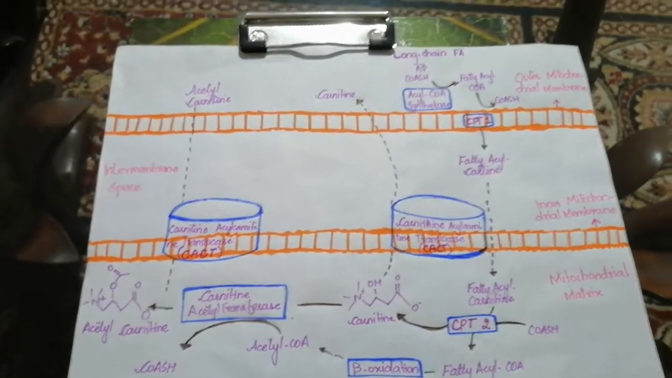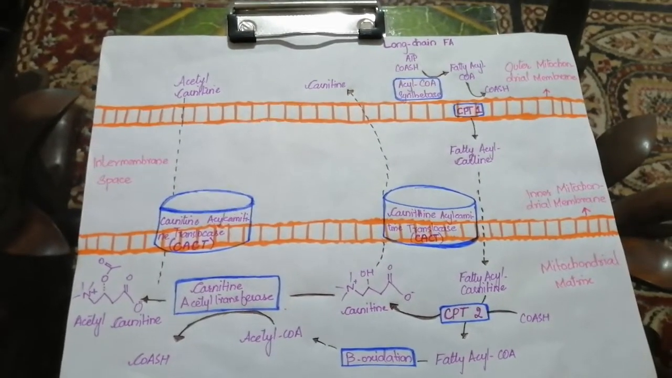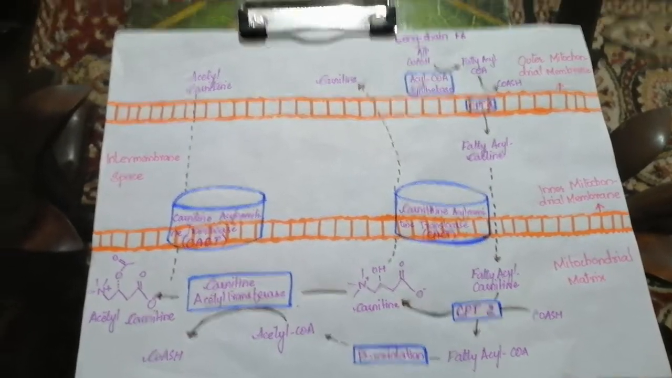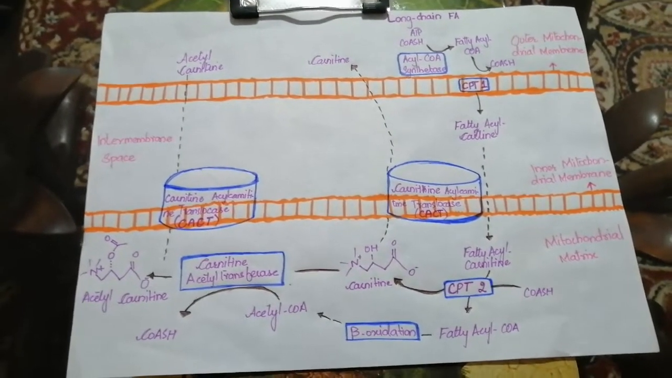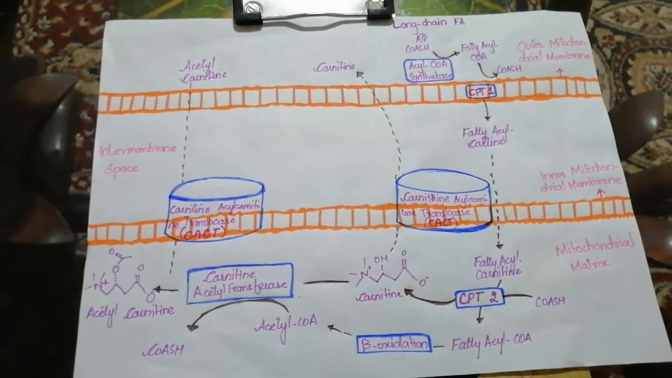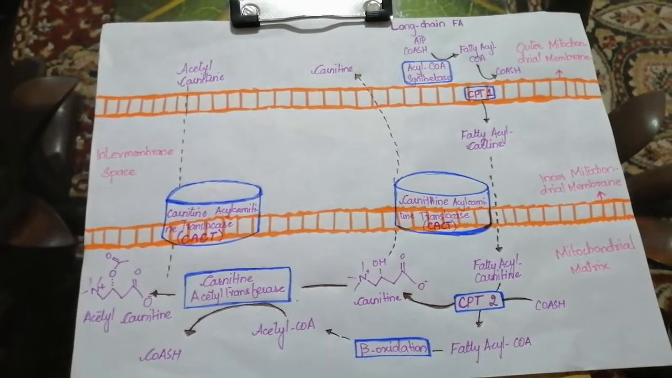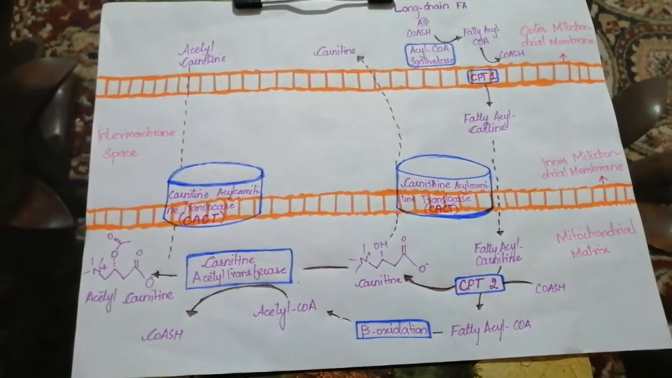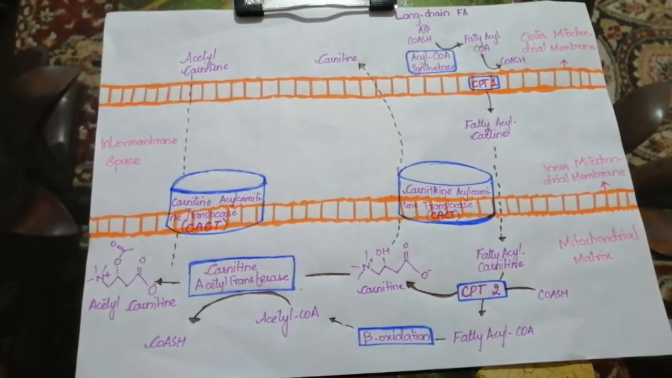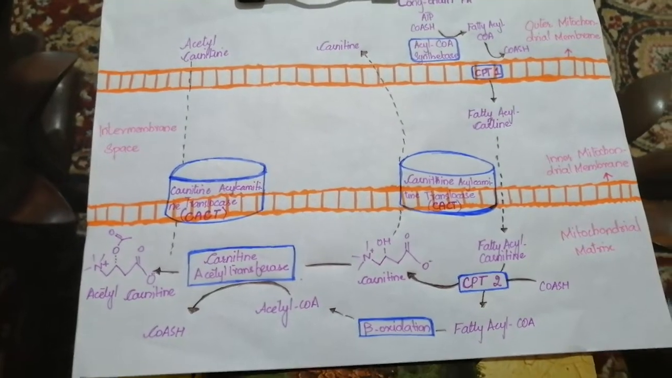So here we can go through this system, how long chain fatty acids can go through to the mitochondrial matrix and how carnitine is biosynthesized. First we talk about the mitochondria. It has two membranes, the outer mitochondrial membrane and the inner mitochondrial membrane. Below these membranes the mitochondrial matrix is present, and between the two membranes the intermembranous space is present.